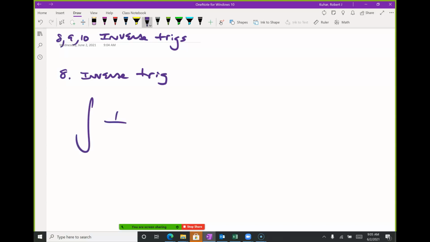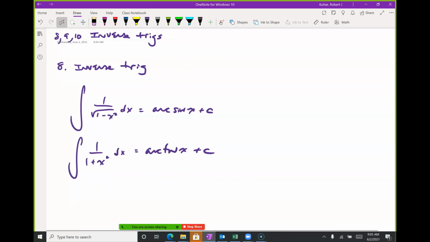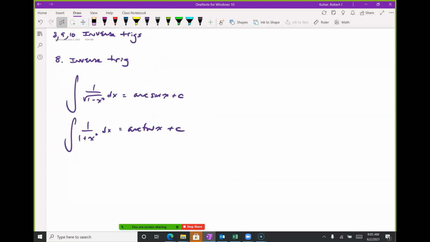I could have 1 over square root of 1 minus x squared dx, and that's an arcsine. Or I could have a 1 over 1 plus x squared dx, and that is an arctan. But it could be some little funky thing in there. It could be something like 1 over square root of 4 minus x squared dx. Could be something like that.